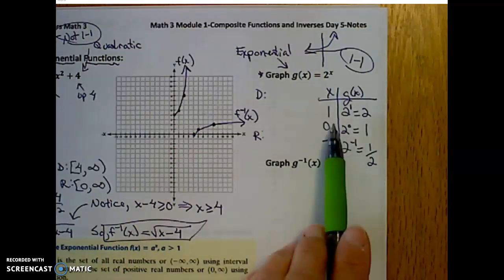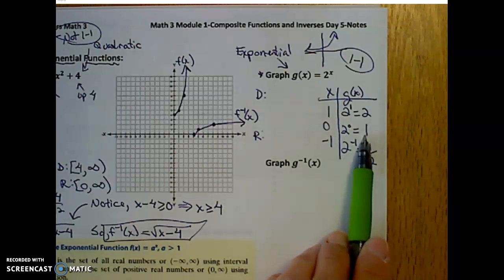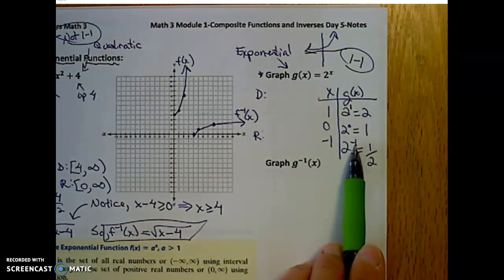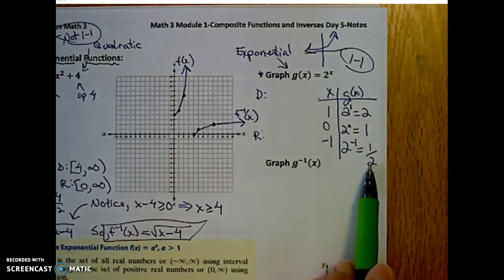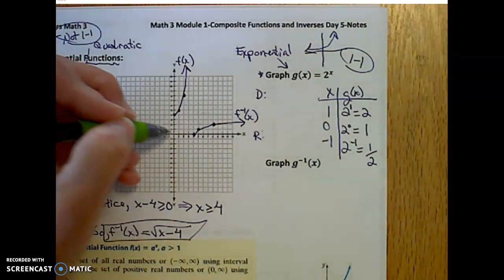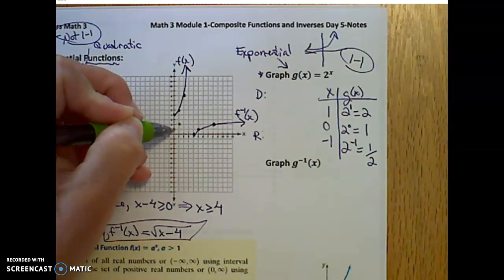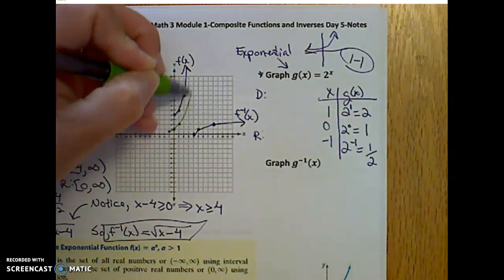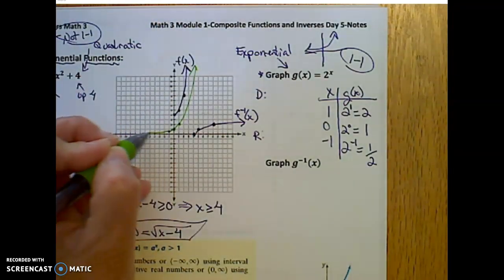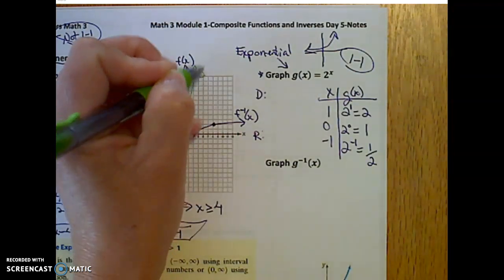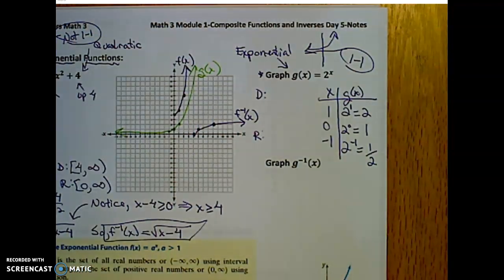I'll pause. Plug in 1, 2 to the first is 2, 2 to the 0 is 1. Any number to the 0 power is 1. 2 to the negative 1, remember that negative exponent moves that 2 down, and I get 1/2. When I plot the points 1, 2, 0, 1, negative 1, 1/2, here's the graph of my exponential function. I'm just switching colors so you can tell the difference between f of x and g of x.